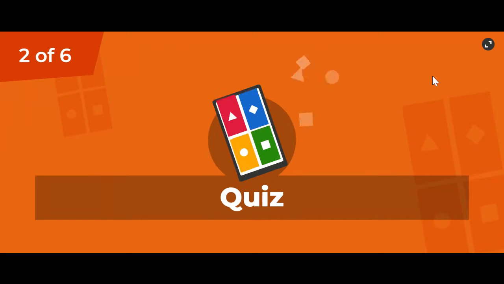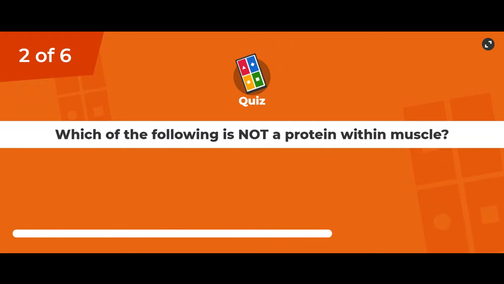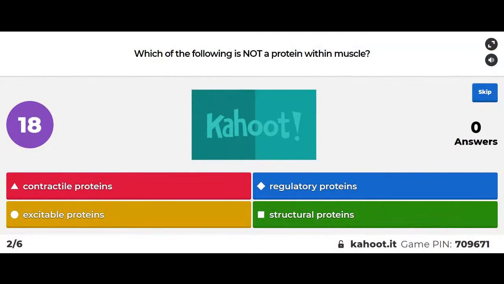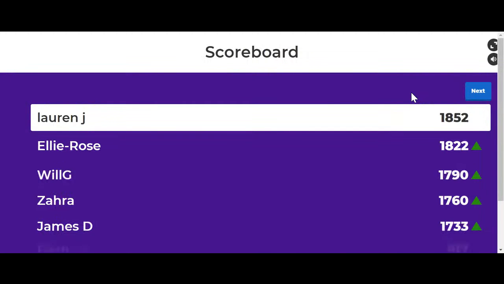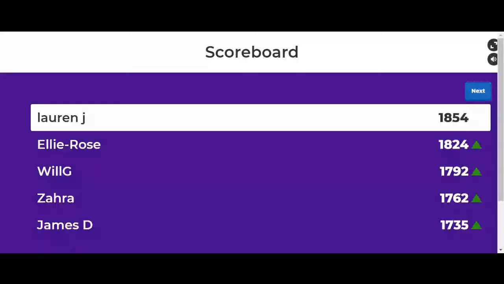Okay, next question. Question number 2. Which of the following is not a protein within muscle? Okay, excitable proteins. Okay, who got that? Lauren's still on top, then Ellie Rose moves up to second. Will, Zara, and James enter the leaderboard.